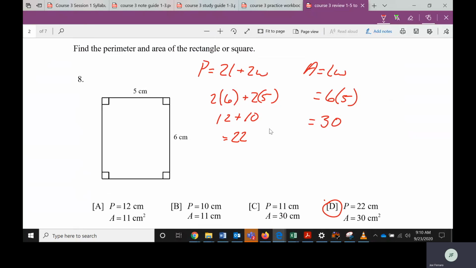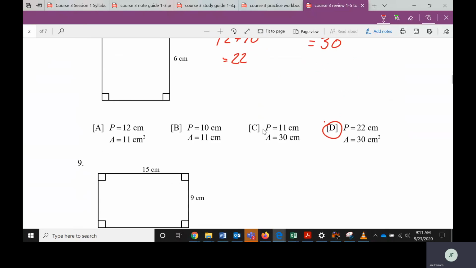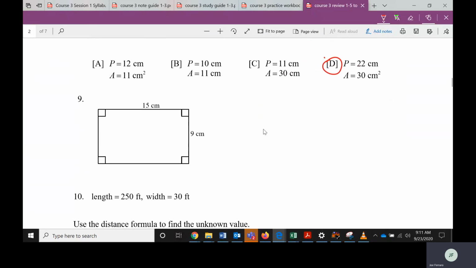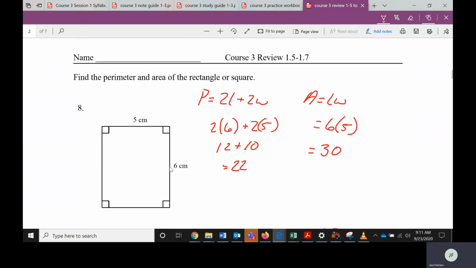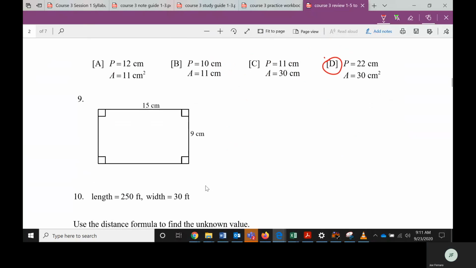Okay, again, those formulas are in your note-taking guide, and they're right on here. And you can watch this video while you're taking the test. Be a very similar problem. So number 9 has the same directions: find perimeter and area. Okay, so just make sure you label this type of stuff.